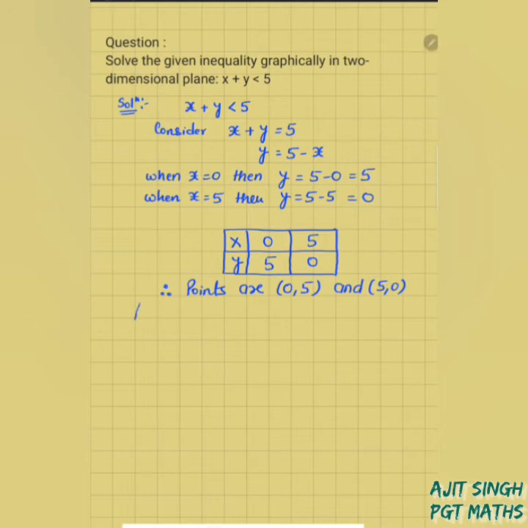Now again for the solution region, x plus y less than 5 at the point 0, 0: 0 plus 0 less than 5, and 0 less than 5. It means true. 0 is less than 5 is true. So the inequality is true for 0 less than 5. So the solution region will be on the side where the origin lies.